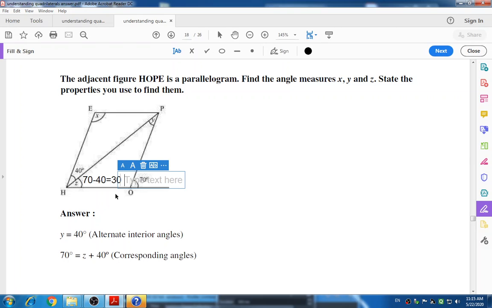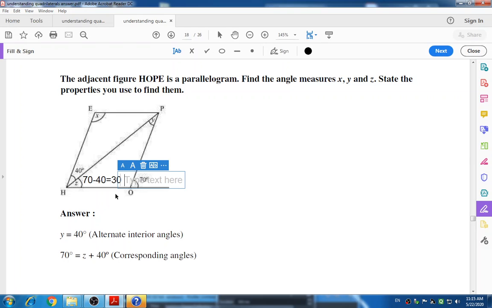So what is the value of X? Because this angle and this X are opposite angles of a parallelogram, which are equal in measure, their measure is 110. So look at here how we can solve this. Y is equal to 40 degrees because of alternate interior angles.